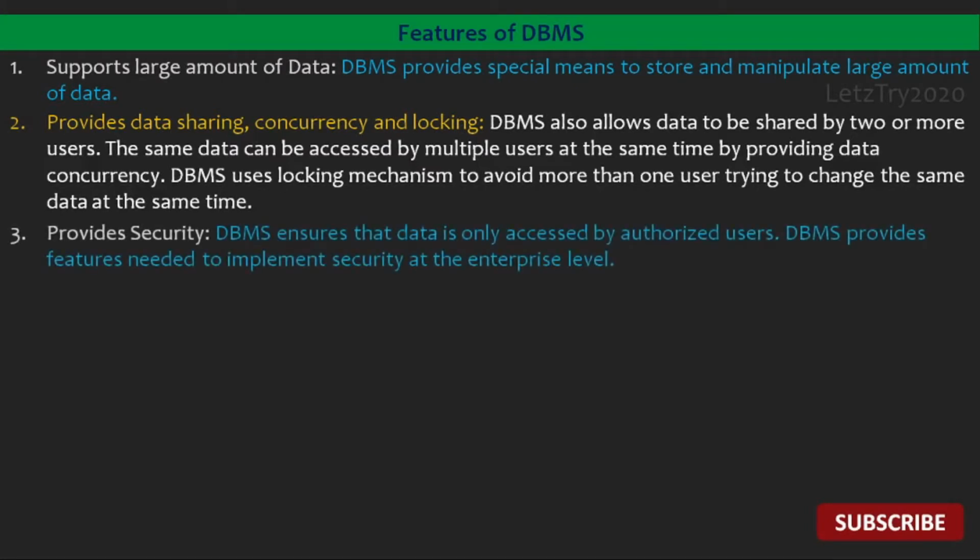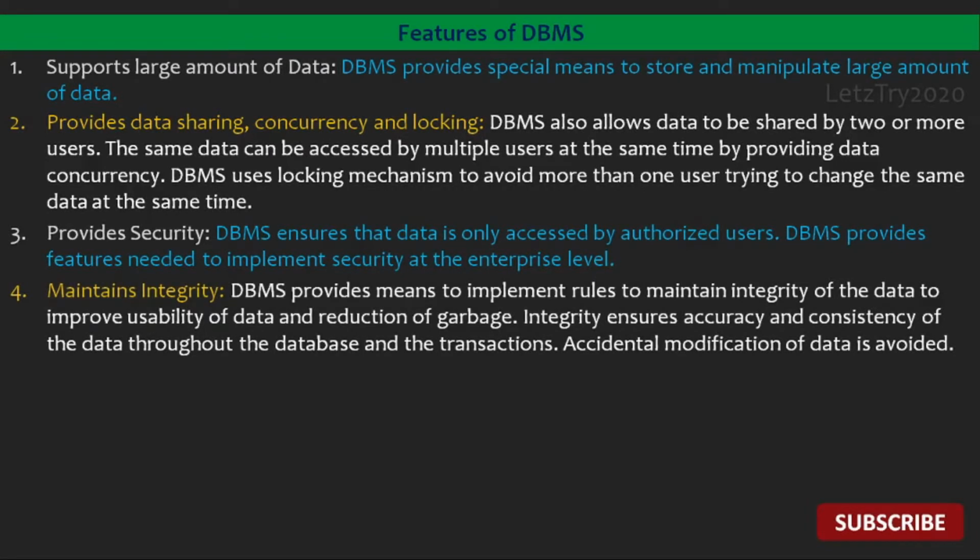Third one, provides security. DBMS ensures that data is only accessed by authorized users. DBMS provides features needed to implement security at the enterprise level. Fourth one, maintains integrity. DBMS provides means to implement rules to maintain integrity of the data, to improve usability of the data and reduction of garbage. Integrity ensures accuracy and consistency of data throughout the database and transactions. Accidental modification of data is avoided.